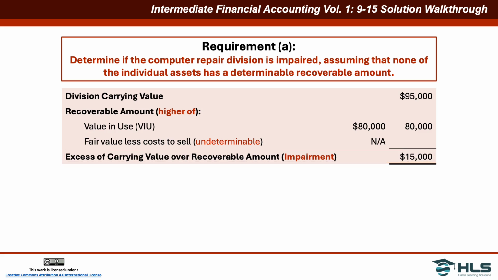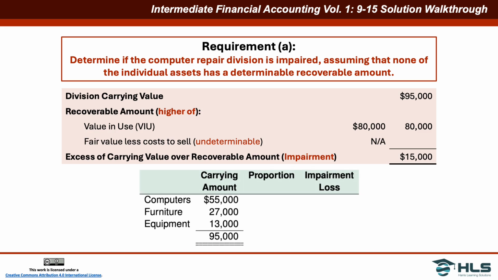The next question becomes, how do we allocate that impairment to the different classes of assets? Well, that's actually pretty easy. All we do is allocate that $15,000 proportionately to the carrying values of the assets. So if the sum of the carrying values is $95,000, and the computers have a carrying value of $55,000, then the proportionate loss allocated to computers will be 55 out of 95, which ends up being $8,684. The furniture will receive $4,263, allocated as 27 over 95, and the equipment will get the remaining $2,053 based on the equipment's carrying value of $13,000 over the total carrying value of $95,000.